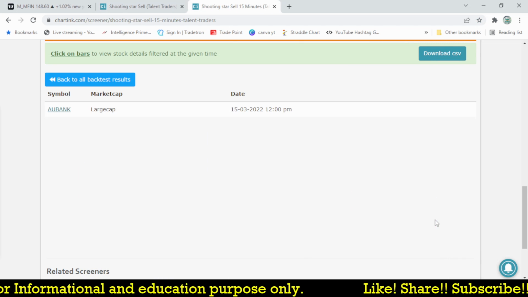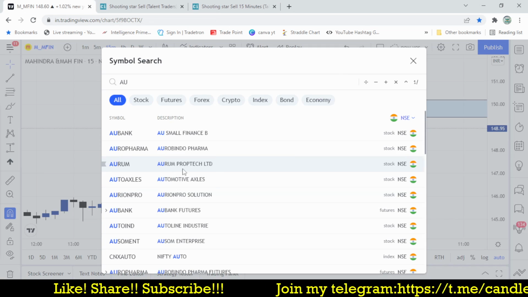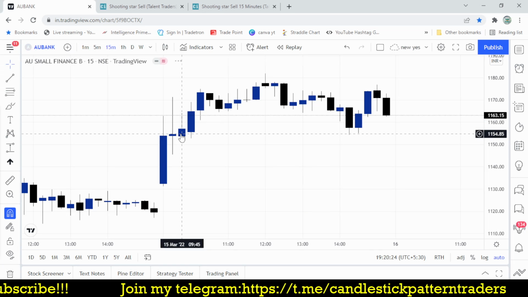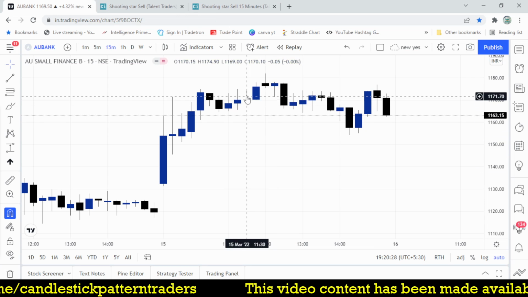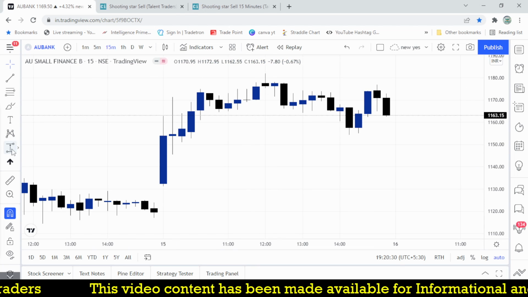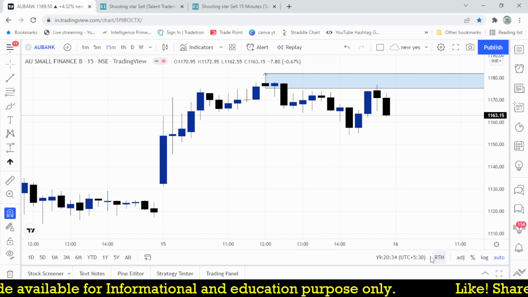And again we got a different stock, AU Bank. Finally it is happening around, I think, 12 p.m. So right, this is AU Bank, and that is also working well. So here is a scanner which is ready as a perfect one, so we may be using it.